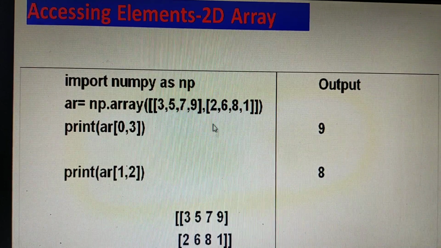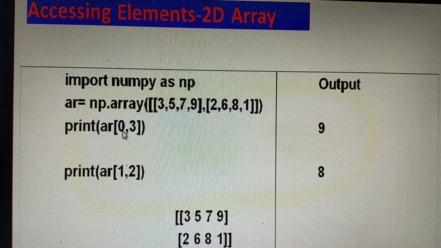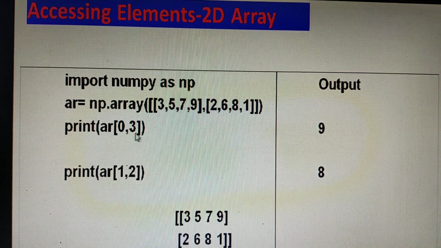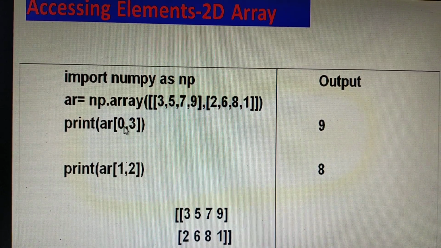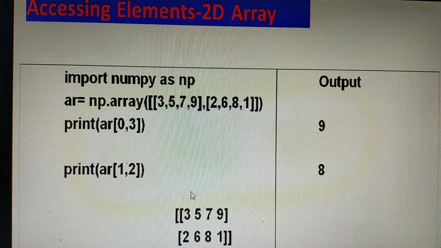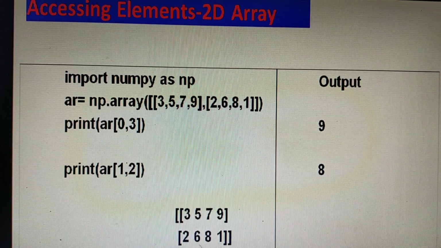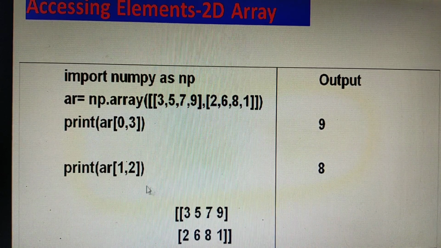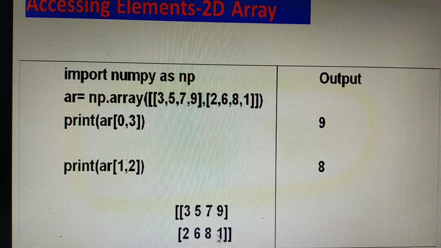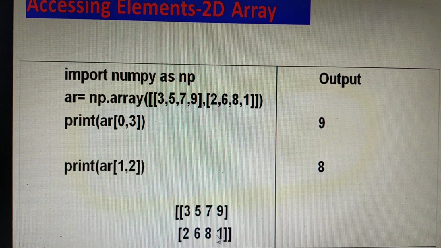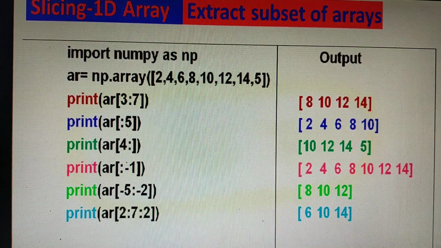So in this way we can access any element of the 2D array using the row index and column index. It is the combination of row index and column index. Only one index will not access the particular element; it will only access the particular row. If you write 0, it will display row 0. If you write 1, it will display row 1, the complete row of data. So this is the way you can access any particular elements of the 2D array.